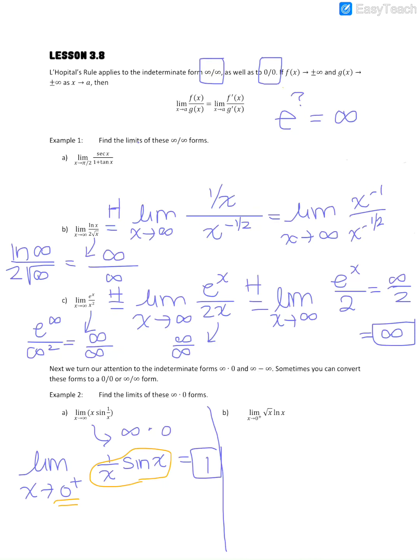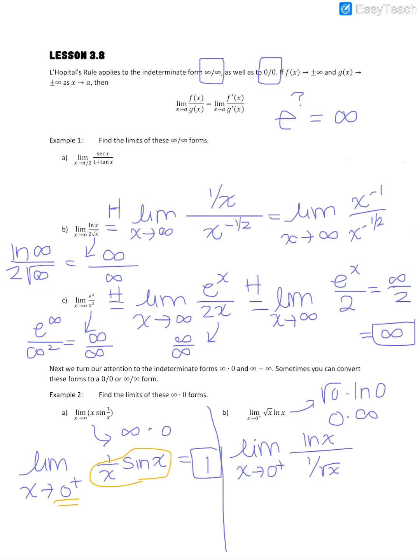All right, let's try B. On B, we have radical x and then natural log of x. Well, the natural log of 0 is infinity, so this gives me 0 times infinity, and I cannot evaluate that. The trick that I'm going to use is to rewrite radical x in the denominator as 1 over radical x. Basically I made it a fraction and put it in the denominator.